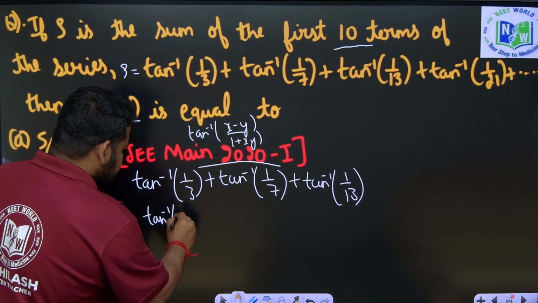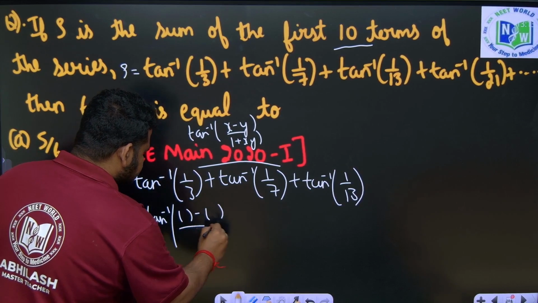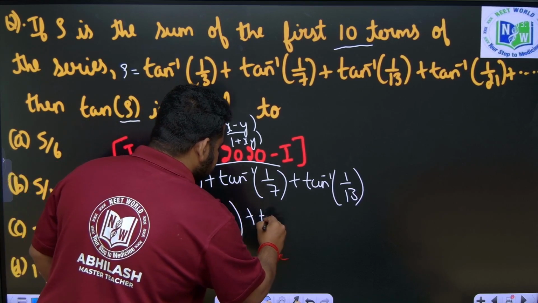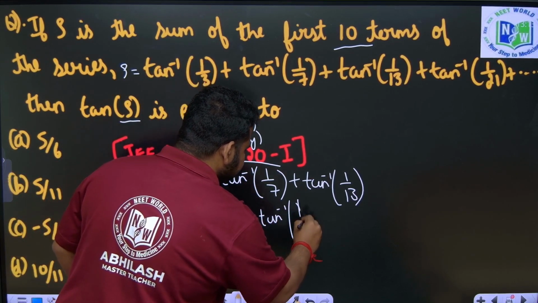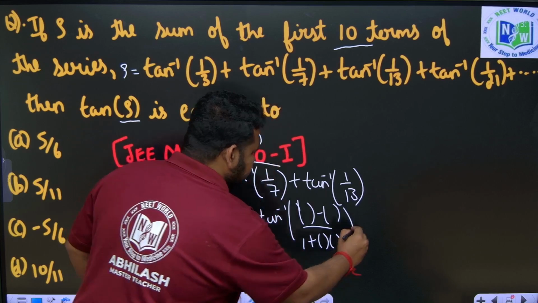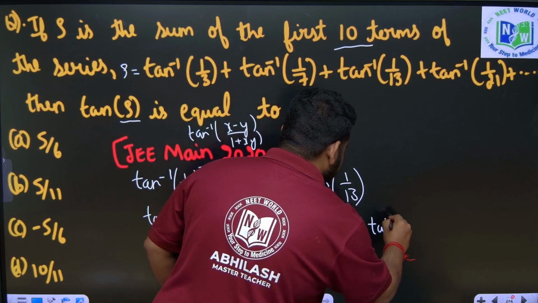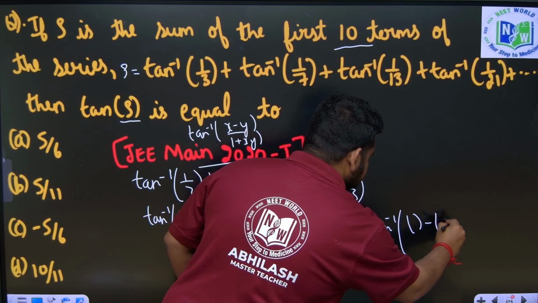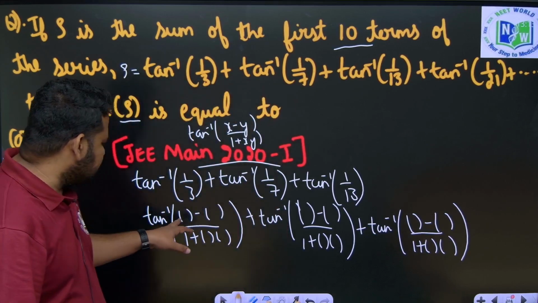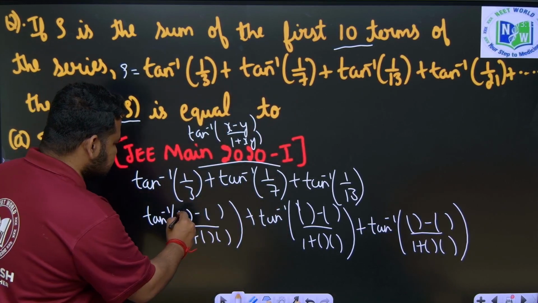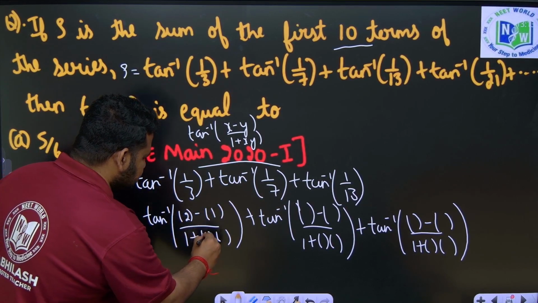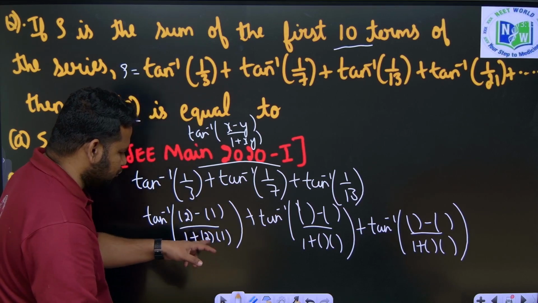let me fill in the blanks, this will be this minus this by 1 plus this into this. Similarly, tan inverse of this minus this divided by 1 plus this into this, plus tan inverse of this minus this divided by 1 plus this into this. So what will happen, friends? I have to get 1, so I can write it as 2 minus 1. 2 minus 1 is 1, by 1 plus 2 into 1. 2 into 1 is 2 itself. 2 plus 1 is 3.